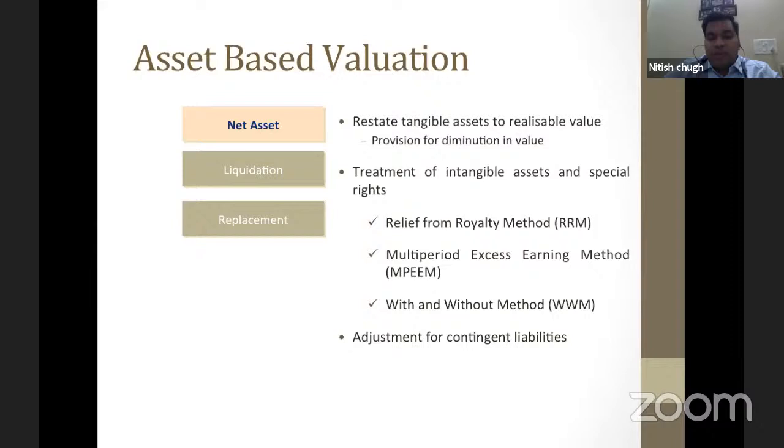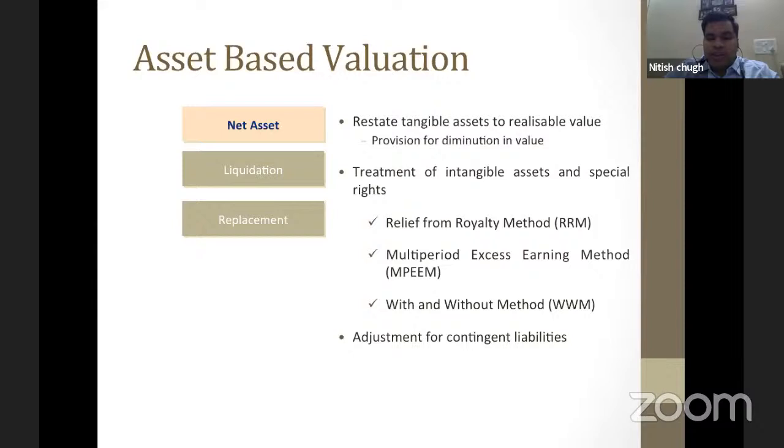And then for intangible assets, there are three methods prescribed for valuing intangible assets. These are relief from royalty method, the other one is multi-period excess earning method, MP method, with and without method. There are certain more methods for calculating intangible assets fair valuation and special rights that we'll discuss in that particular section only. We will study all these methods in detail there. Right now, I'll just brief here only.